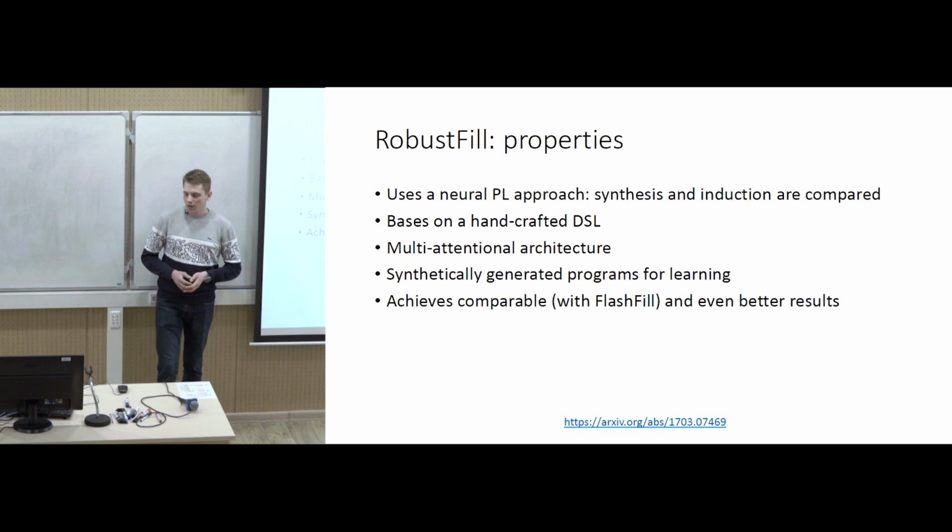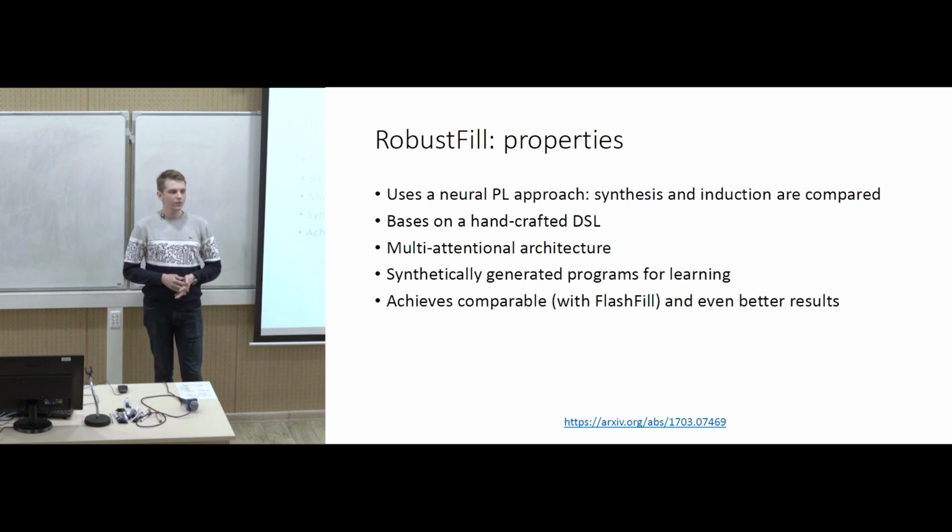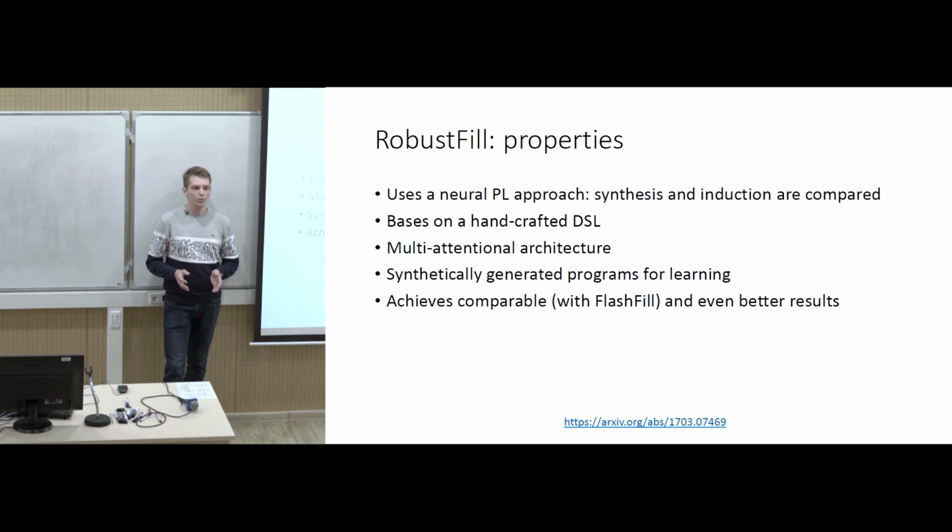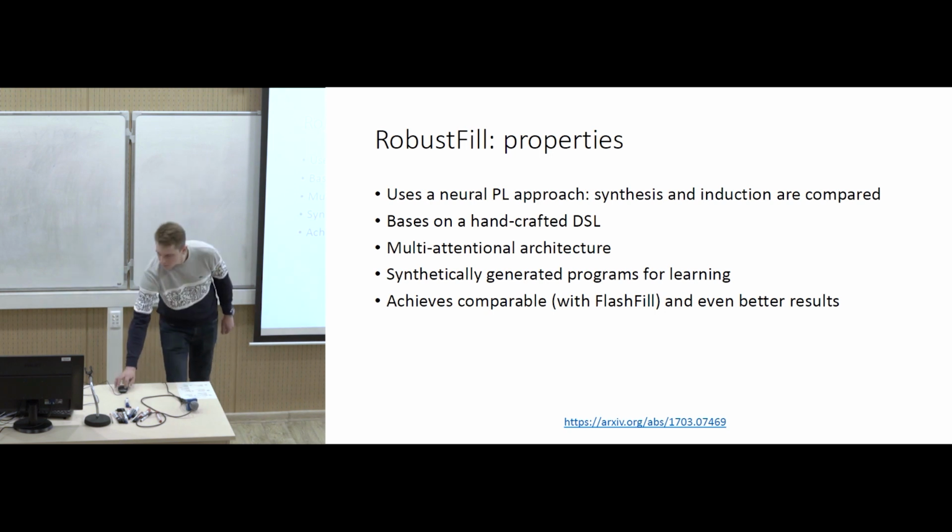The second approach would be to use a REINFORCE gradient estimator or some technique like this, because what we actually need is to sample a program from our neural net, get a reward, and get a gradient update. And it turned out that with this type of architecture, our model achieves results comparable with FlashFill and even better. Let's take a look at them.